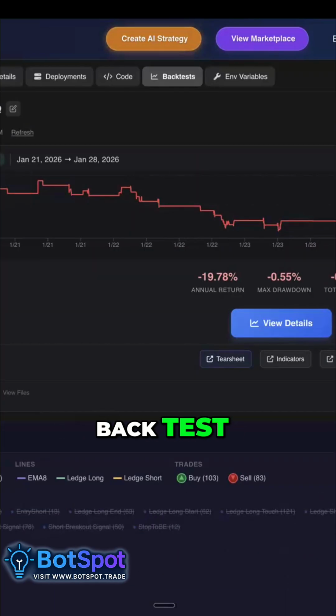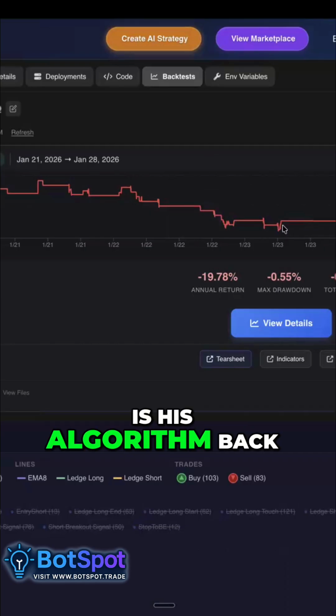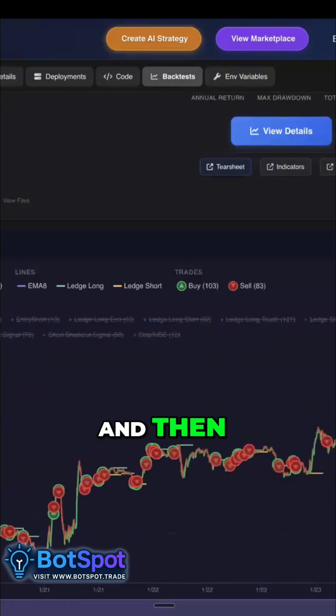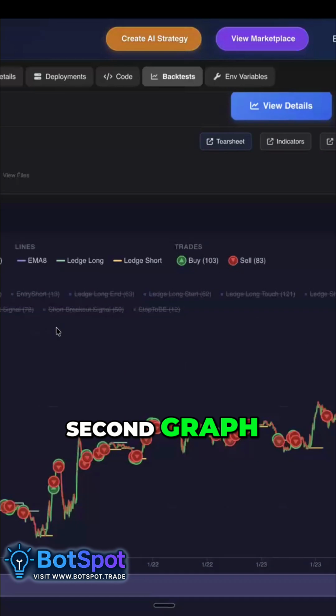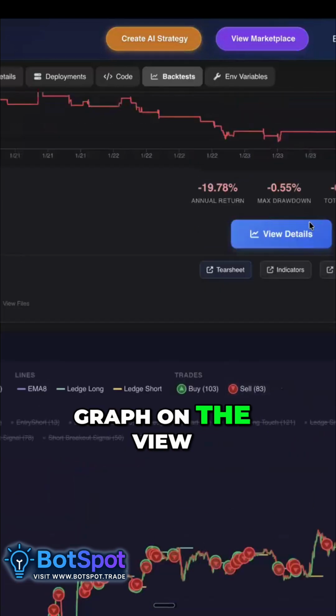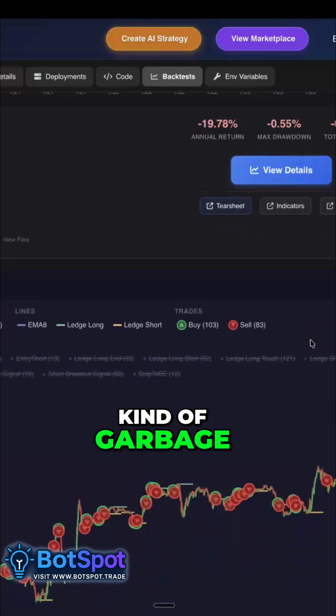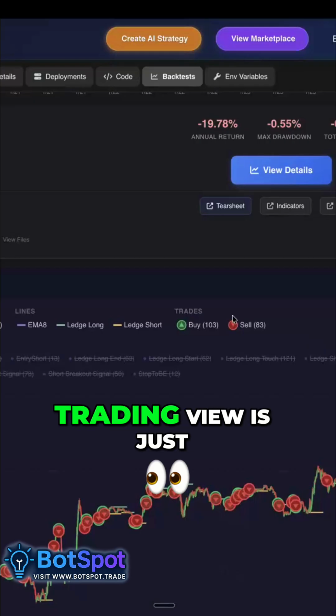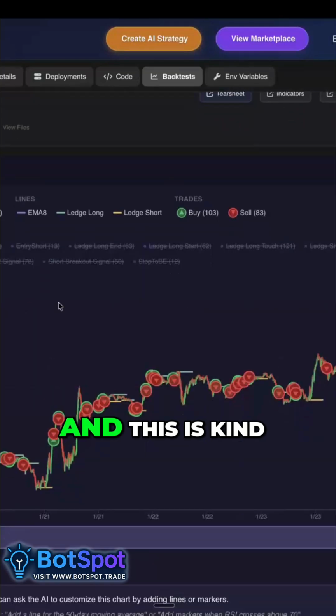So we ran a backtest. Here's a backtest of his algorithm over a week. And then we now have the second graph, right? We used to have this TradingView graph on the view details page, which I thought was kind of garbage. We made our own custom graph now. TradingView is just really difficult to work with. And this is kind of what it looks like.